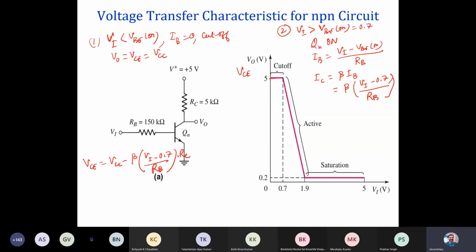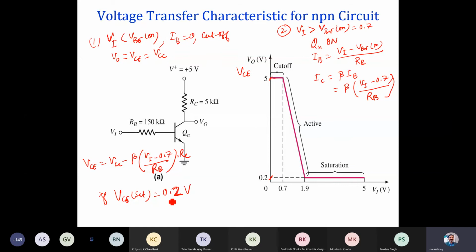So this is all fixed, and beta is a parameter. If the VCE saturation voltage is given as 0.2 volt, it means the output is now restricted to between VCE saturation and VCC. So it basically goes in between these two, and we can find it out.